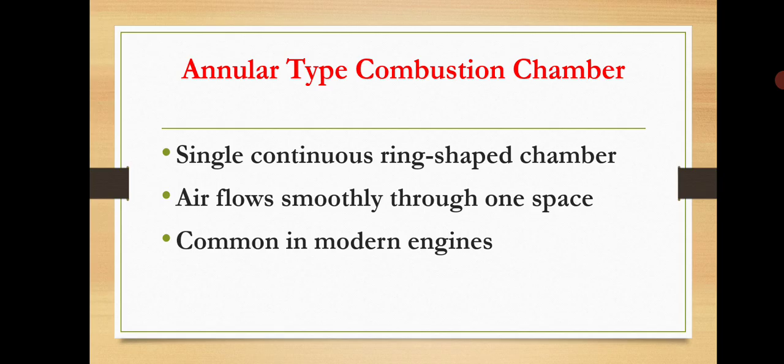Next, annular type combustion chamber. An annular combustion chamber is a modern design where the combustion space is a single continuous ring-shaped chamber around the engine. First point, single continuous ring-shaped chamber.